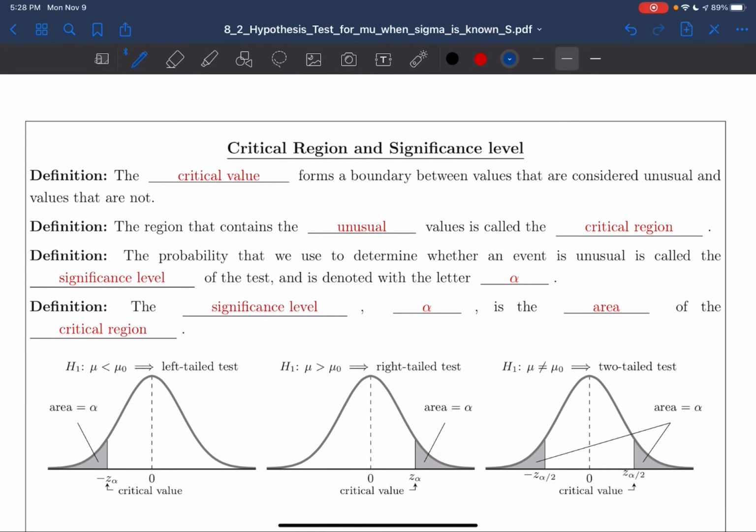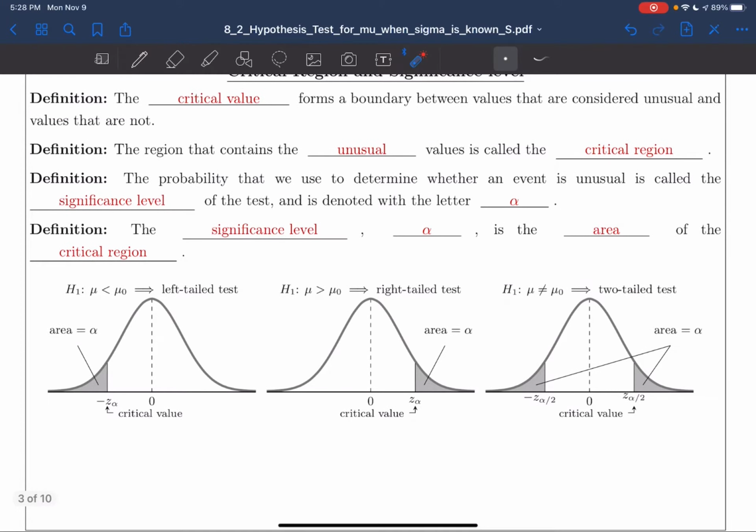Okay, so a couple important definitions. The critical value forms the boundaries between the values that are considered unusual and the values that are not. The region that contains the unusual value is called the critical region. So these two go hand in hand. The critical value is the boundary between the values that are considered unusual and those that are not, but then the critical region is just the region where it's considered unusual.